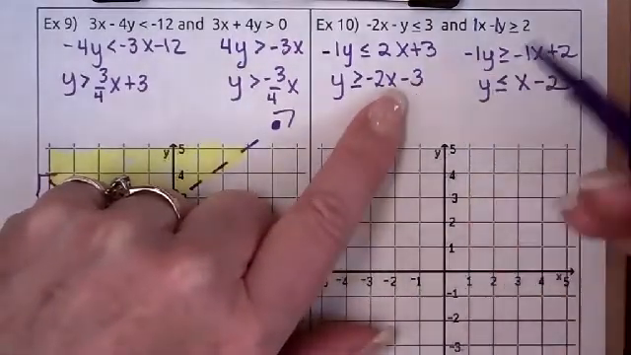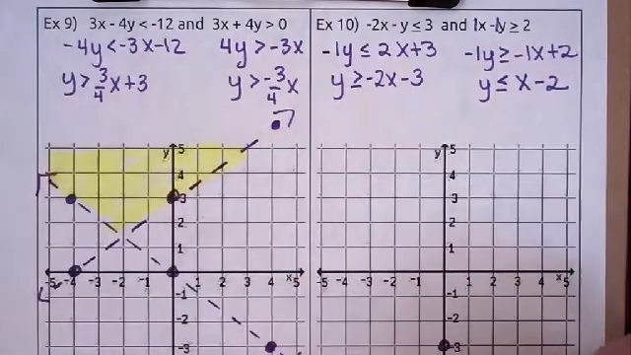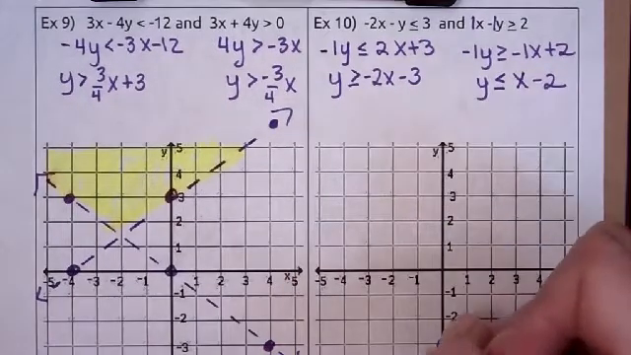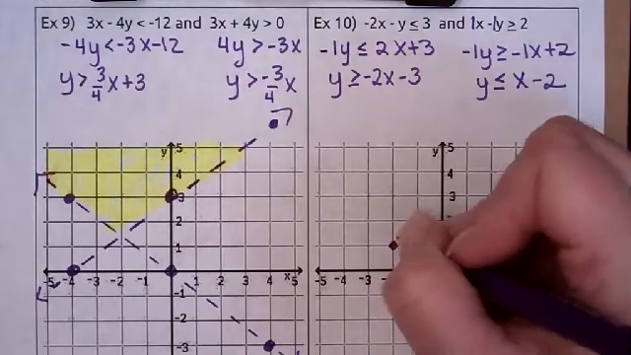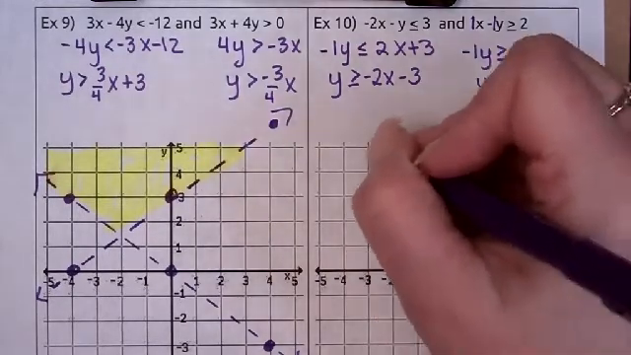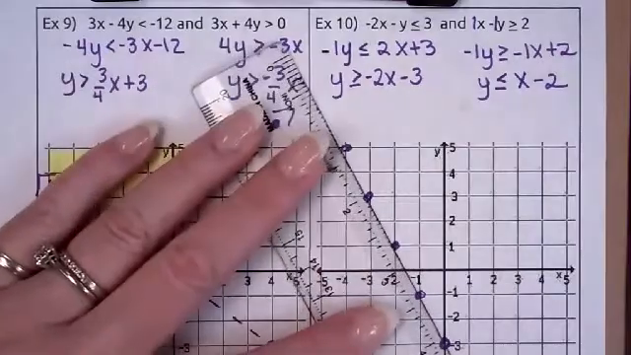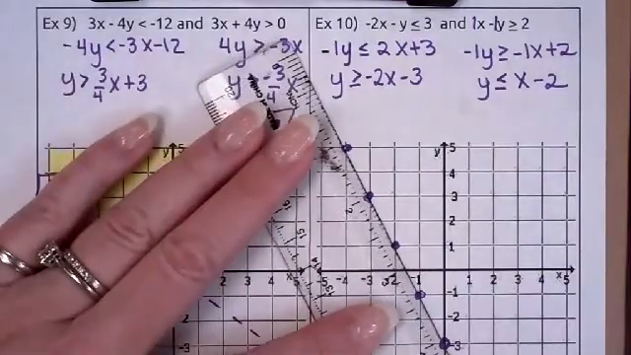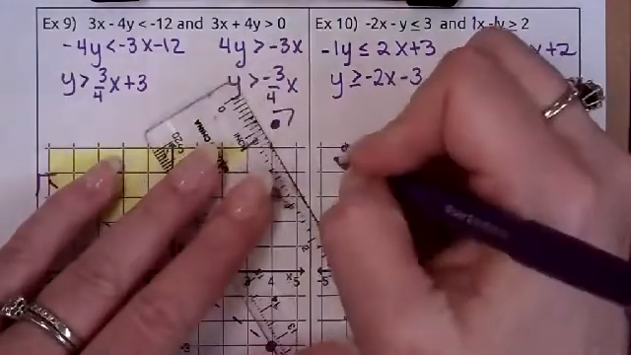We start the first line at -3 down here. The slope is down 2, right 1. Back it up to left 1, up to left 1, up to left 1, up to left 1. Okay? Now, solid line, so I can lay my ruler down right here and connect it and put my arrow.